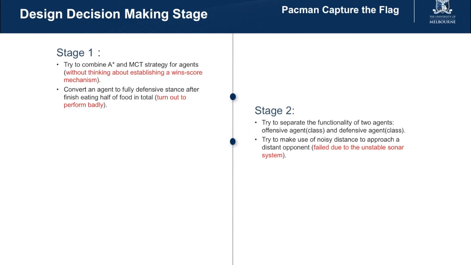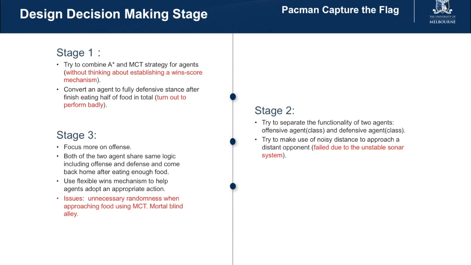In stage 2, try to separate the functionality of 2 agents, offensive agent and defensive agent. Try to make use of noisy distance to approach distant opponent, but failed due to the unstable sonar system.